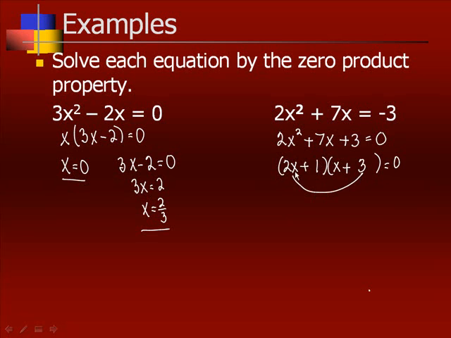Let's just check and make sure they work. Outer 2 gives us 6x, inner 2 gives us 1x. 1x plus 6x does give us a middle term of 7x. So we've got it factored correctly, which means 2x plus 1 is equal to 0, or x plus 3 is equal to 0. The first case, subtract 1, so we get 2x equals negative 1. Divide by 2, and we get negative 1/2. Second case, subtract 3 from both sides, so we get x equals negative 3.